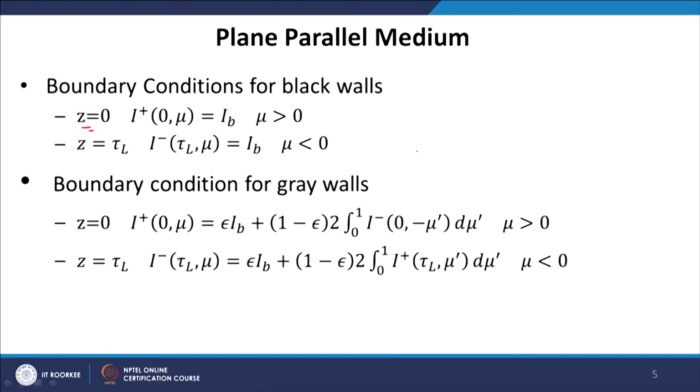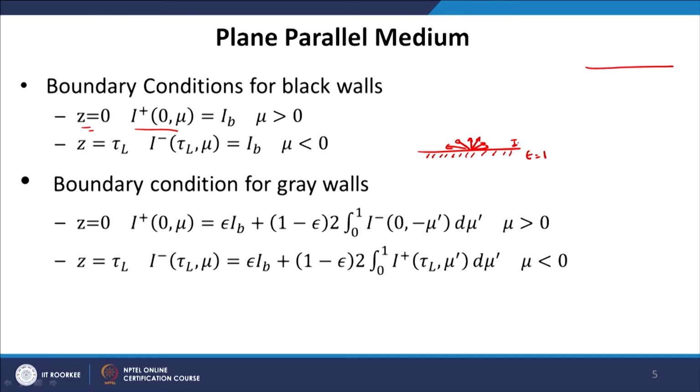So, this is my bottom boundary. We assume, let us say it is black, that means epsilon is equal to 1, then the intensity is going to be isotropic, uniform in all direction. So, this is going to be the intensity. So, our I plus, that is intensity in vertical direction, that is moving up at tau is equal to 0 and theta is equal to mu, is simply I b. There is no dependence on theta at the wall. So, intensity is isotropic, and similarly at the top wall also.